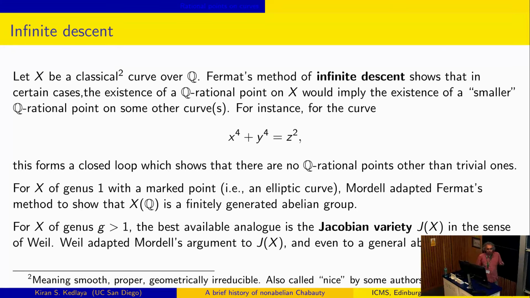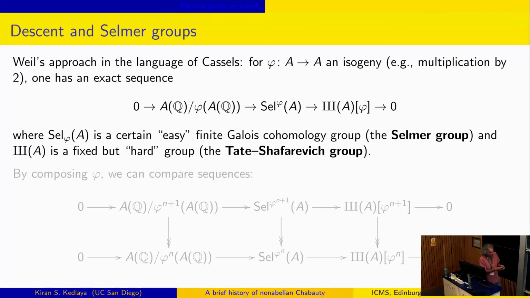Well, first he had to construct the Jacobian variety as an algebraic object. That's not so easy, but he managed. And then he was able to adapt Mordell's argument to not just the Jacobian, but even to a general abelian variety over Q. What it really shows is that A of Q mod 2 A of Q is finitely generated, and then this argument of heights kicks in. But let me focus on the so-called weak Mordell-Weil theorem. It doesn't require multiplication by 2 specifically. You can say it in terms of any isogeny, but multiplication by 2 is the simplest case.